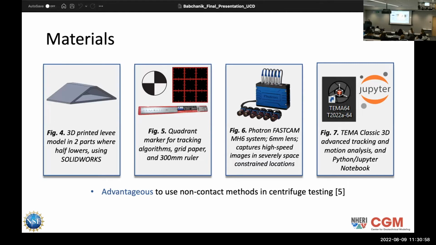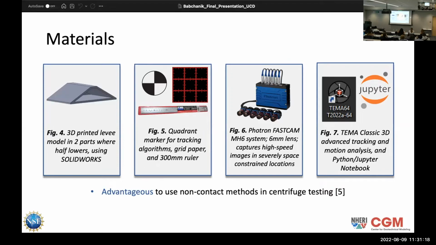Next were the quadrant markers, using different diameters depending on how close it was to the camera view, which were used for the TEMA Classic 3D software, the advanced tracking motion analysis software that can calculate positions, velocities, and accelerations using tracking algorithms.